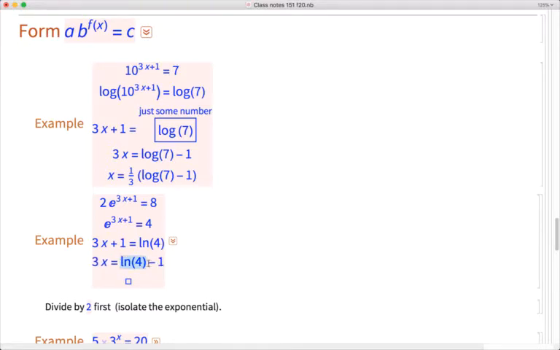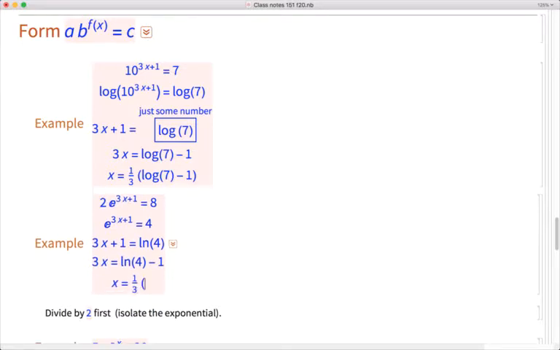So we can't combine this. We don't know what this is in a simplified form. So we just have to leave that constant that way. And our last step, again, is to just divide through by the 3. So natural log 4 minus 1 in here.